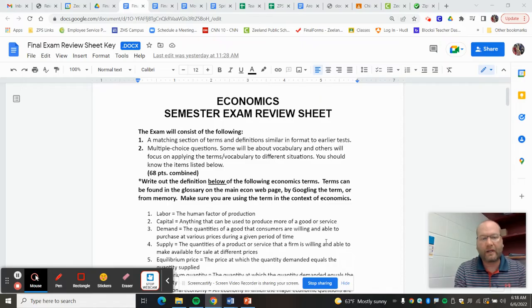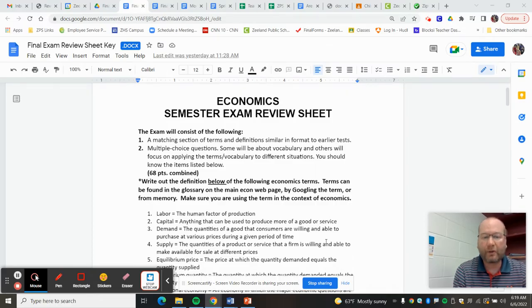So first of all, if we look at what it's going to have on it, number one here, a matching section of terms and definitions similar in format to earlier tests. So all those earlier tests we took throughout the semester, they all started out with some sort of matching section. And this does the same thing. And there's a lot of terms on that matching section here. Most of those terms are listed here below.